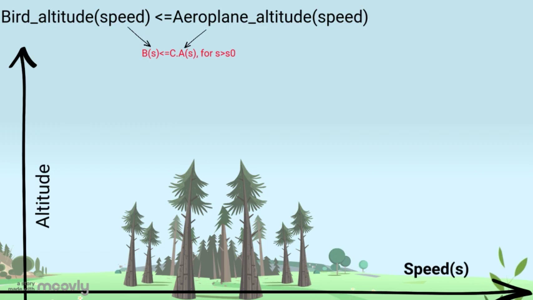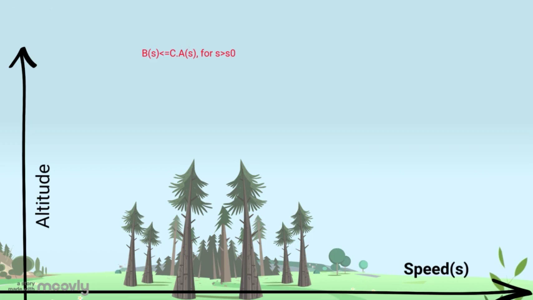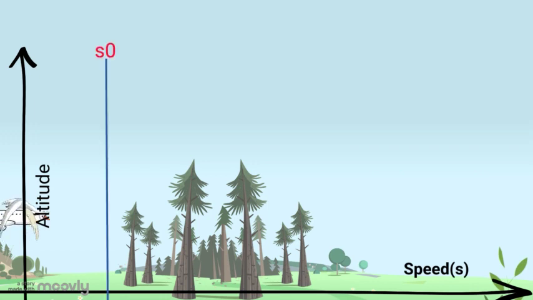Initially, the bird's altitude with respect to the foot and the aeroplane's altitude with respect to the tire will be compared. Whenever it is taken off, the bird immediately takes off, but the aeroplane will run for some time, then it will take off. So, the bird's altitude will be higher when compared with the aeroplane initially up to a particular speed, which is called S naught. After the speed of S naught, the altitude of the aeroplane will always be higher than the altitude of the bird, which is B of S.